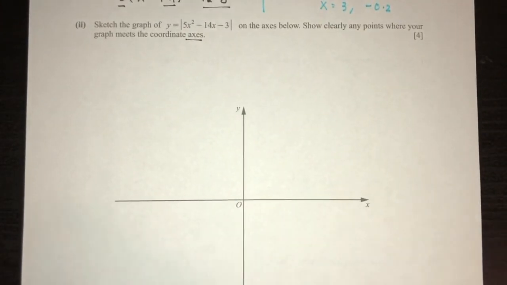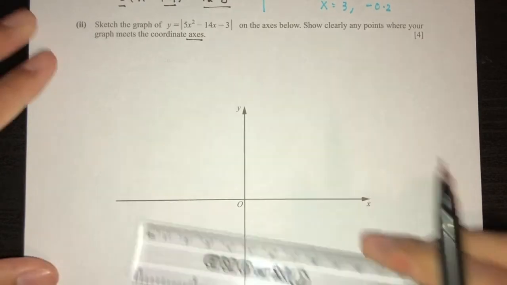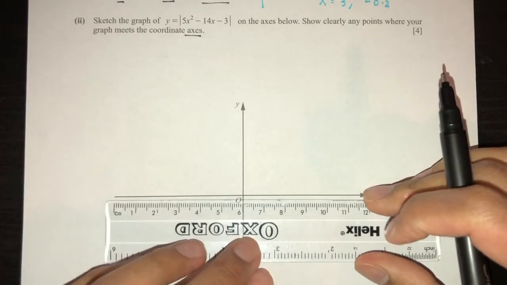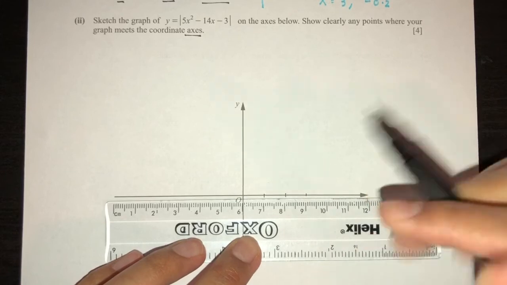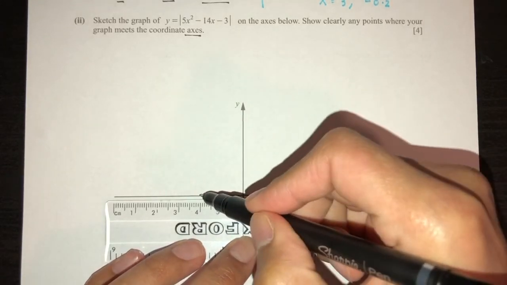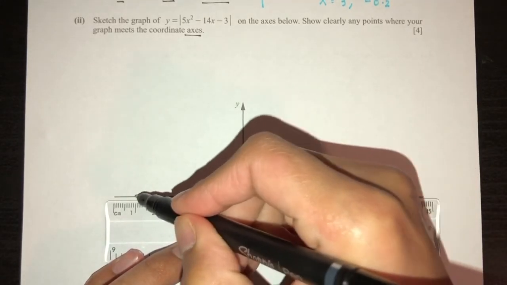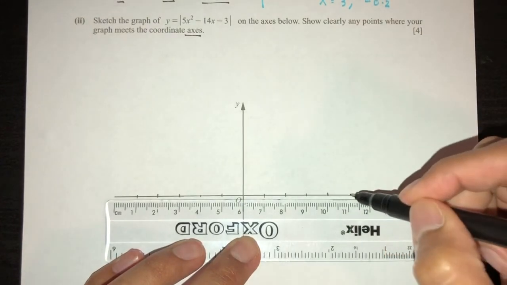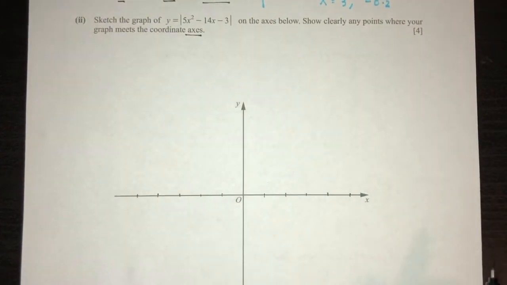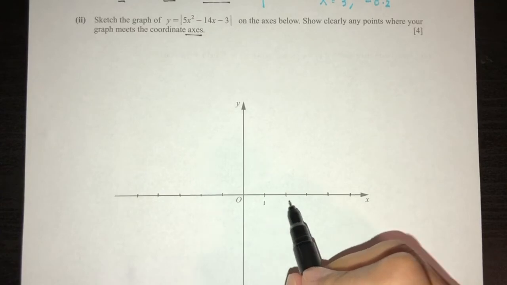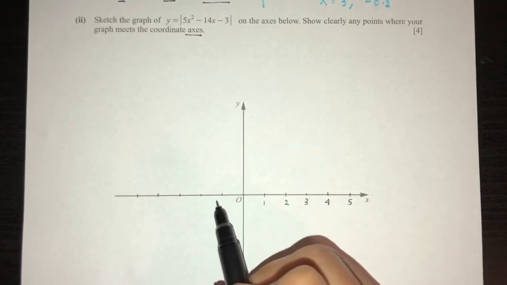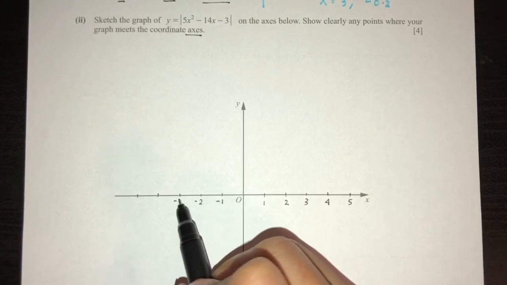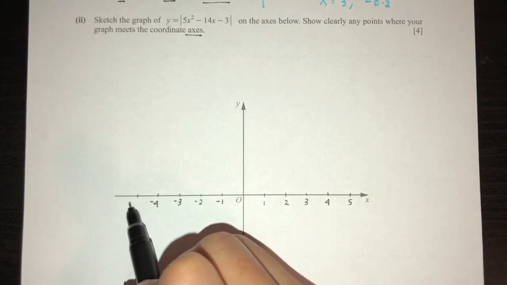So let's first mark those 2 points, so we have some kind of a direction to help us. So let's mark this. So here we have 1, 2, 3. Here we have 1, 2, 3, 4, 5. So this is 1, 2, 3, 4, and 5. This is minus 1, minus 2, minus 3, minus 4, and minus 5.